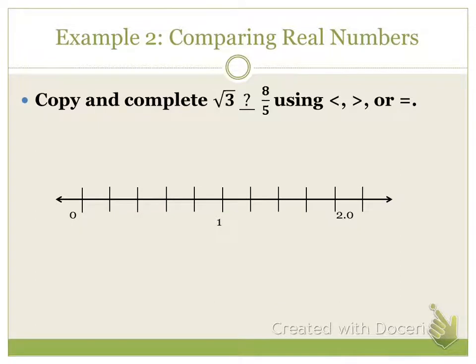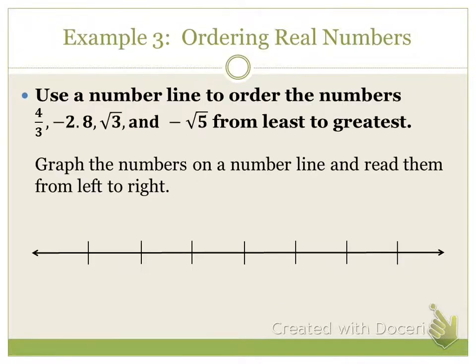Now, the same cannot be said for example 3. On example 3, you're going to have to remember to write them back in their original form. Okay, so you just got to remember that. All right, so let's look at example 3. It says use a number line to order these numbers from least to greatest. What do you think you have to do first? Number line. Well, yeah, but convert them all to decimals. Okay, so go ahead and write these 4 numbers as decimals.